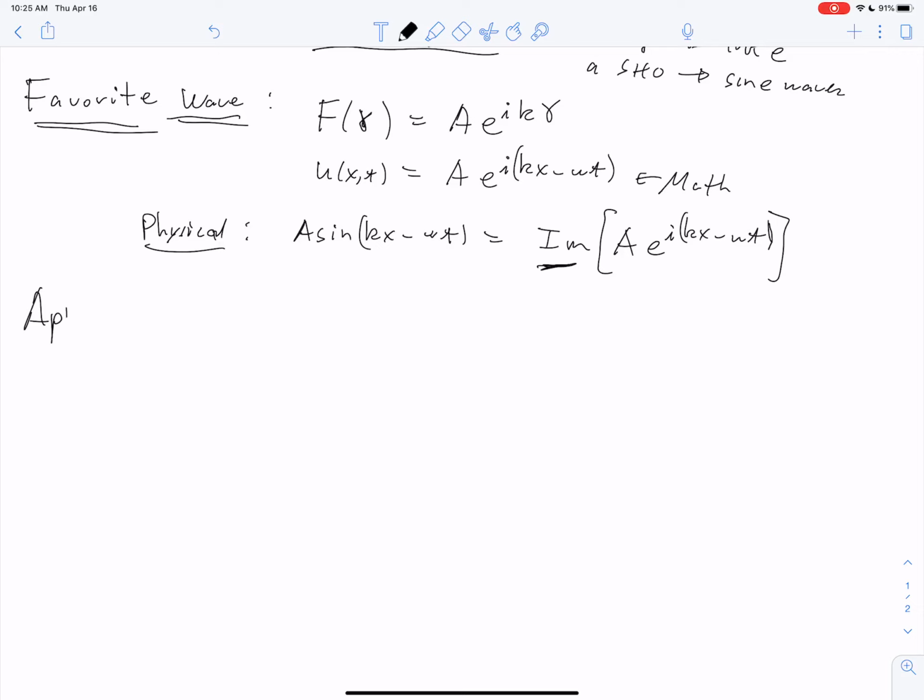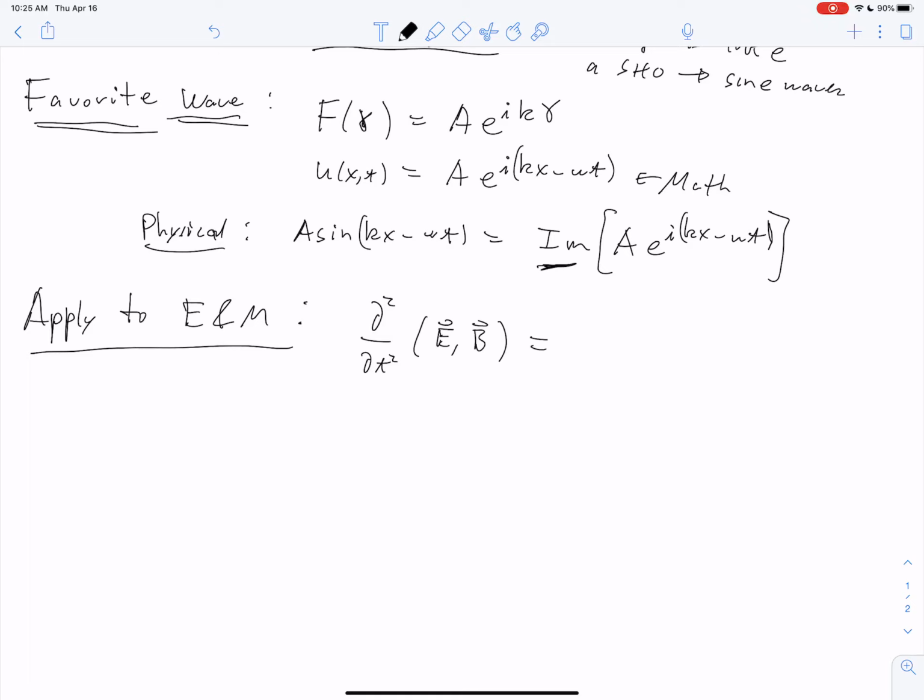And now let's apply these concepts, because those are just math concepts really, to electricity and magnetism. For electricity and magnetism, what we found last time is that the electromagnetic fields, either E or B, both satisfy the same wave equation.